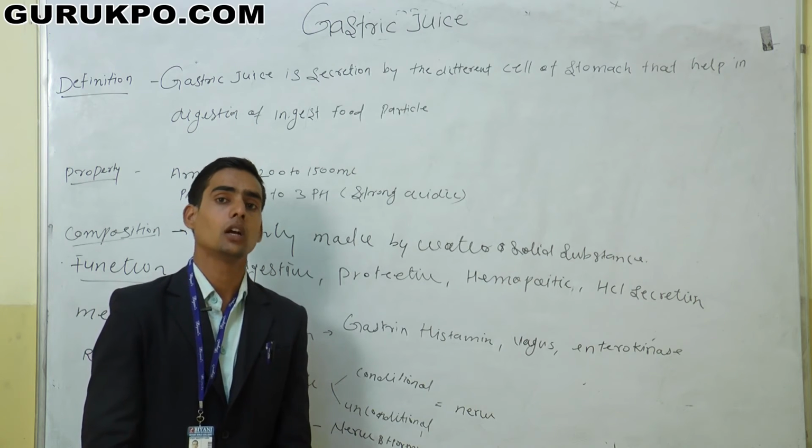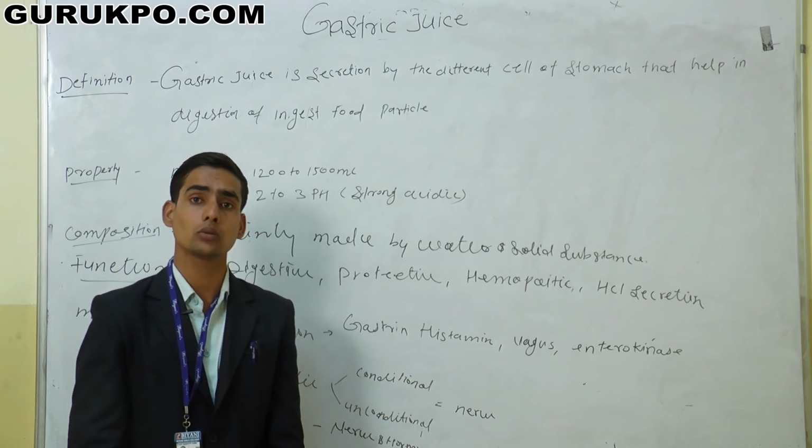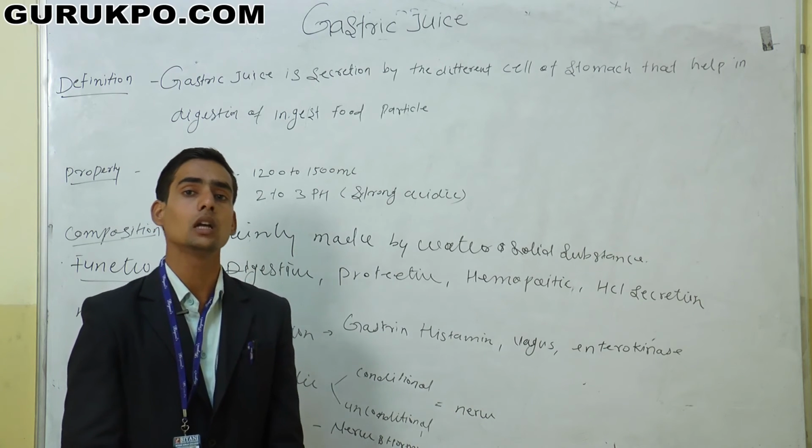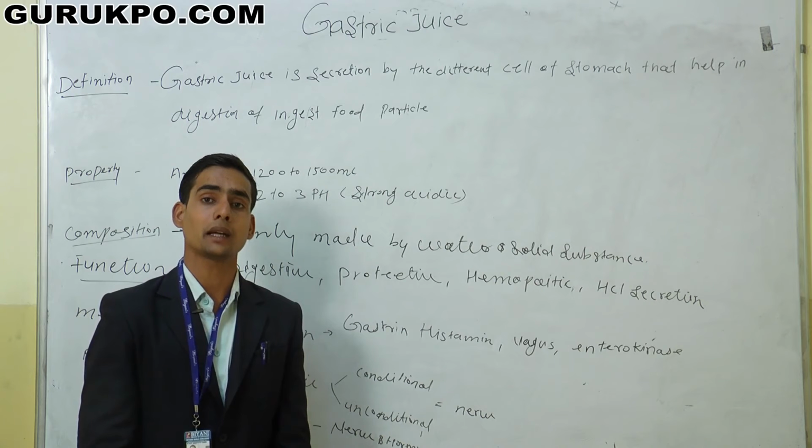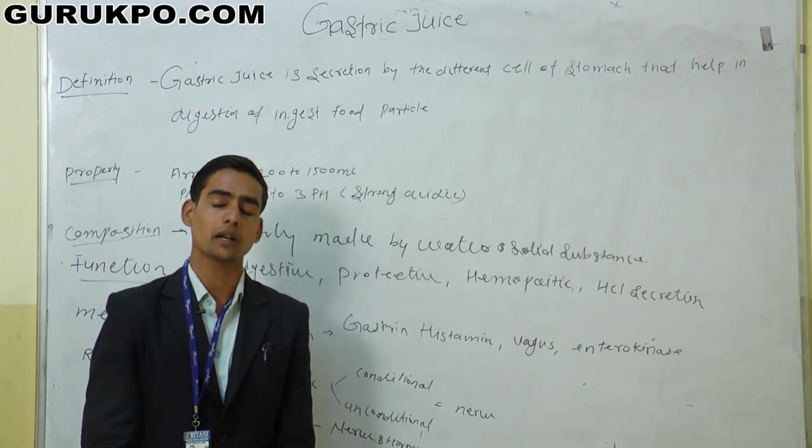When the chyme reaches from the stomach to the intestine, it stimulates the cytokinase enzyme that is responsible for the secretion of the bile and pancreatic juice in the second part of the duodenum.